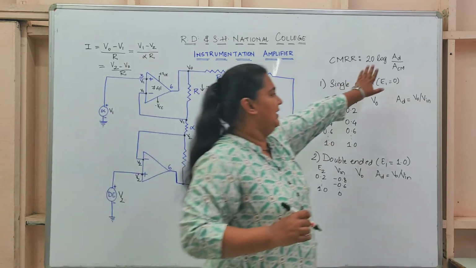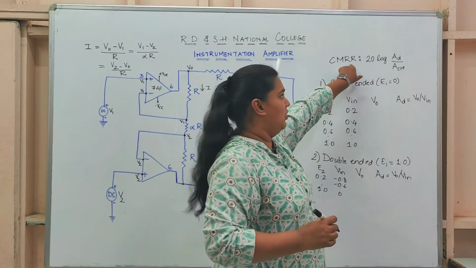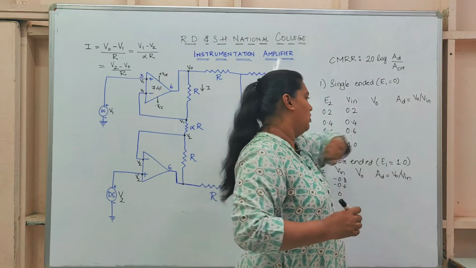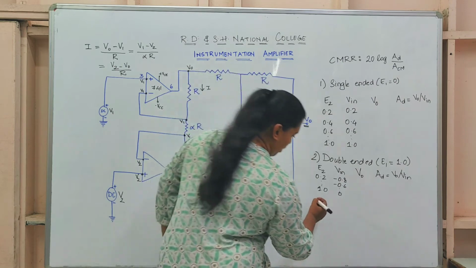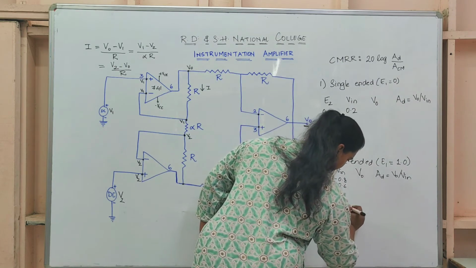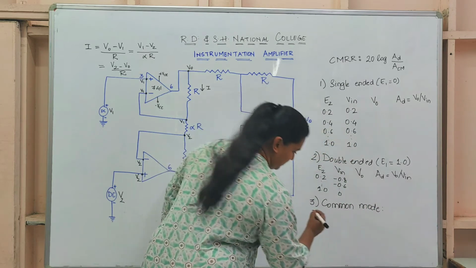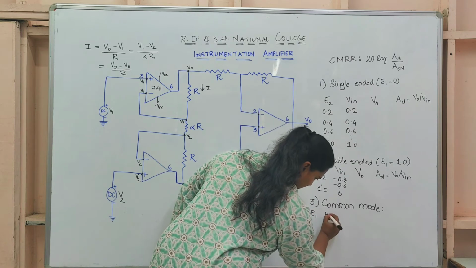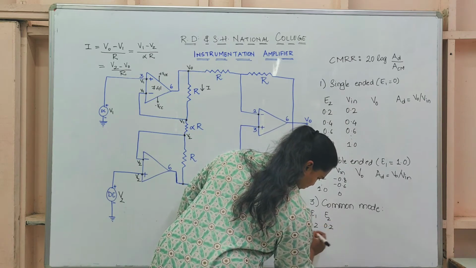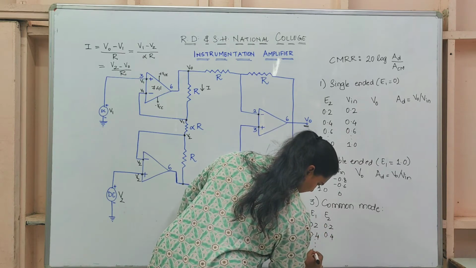I have my AD. To calculate my common mode rejection ratio, I need the gain at common mode. What do you mean by gain at common mode? Common mode means both E1 and E2 are held at equal values. So suppose I have kept E1 and E2 at say 0.2, 0.2, 0.4, 0.4 up to 1.